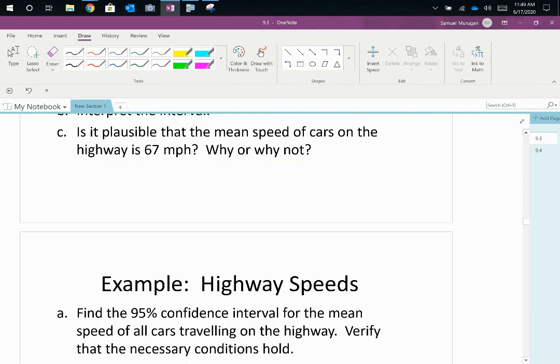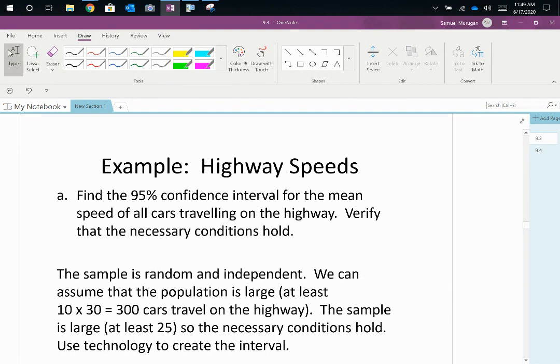So the sample is random and independent. We can assume that the population is large, 10 times 300, and the sample is large because the sample is 30, which is at least 25. So we know the 3 conditions are met.